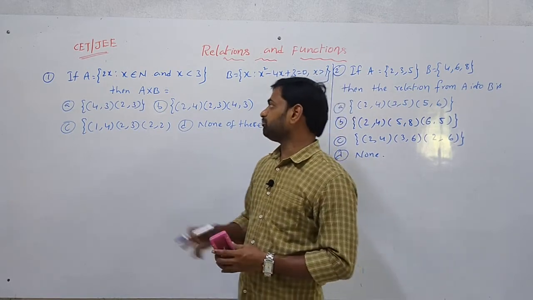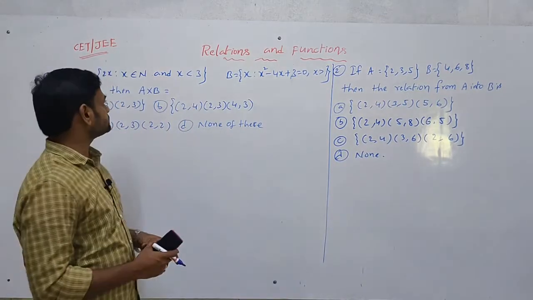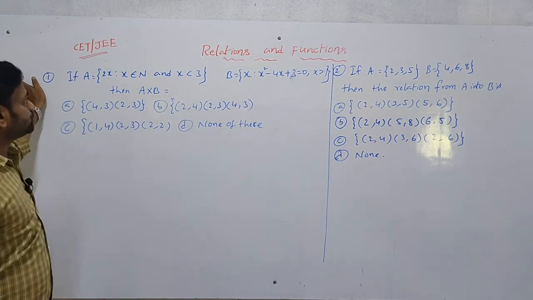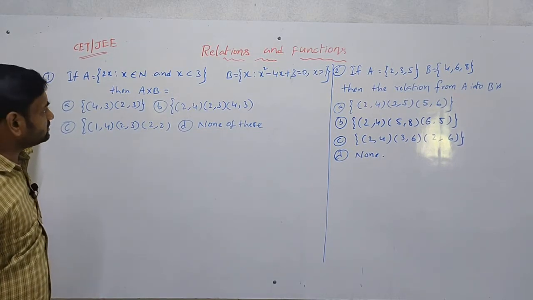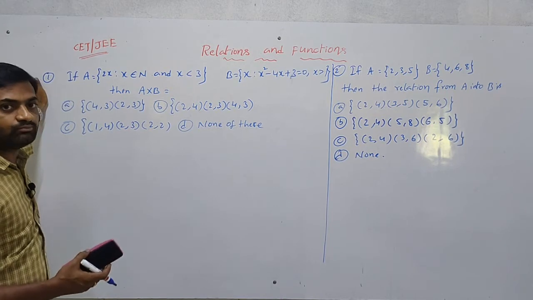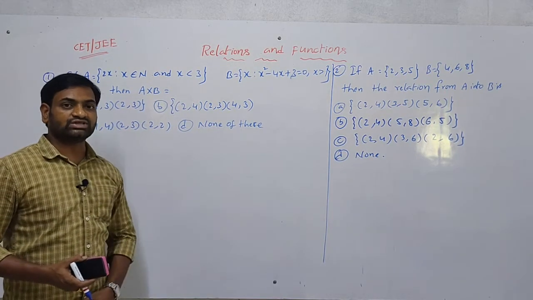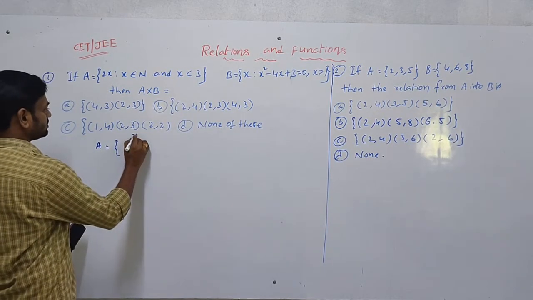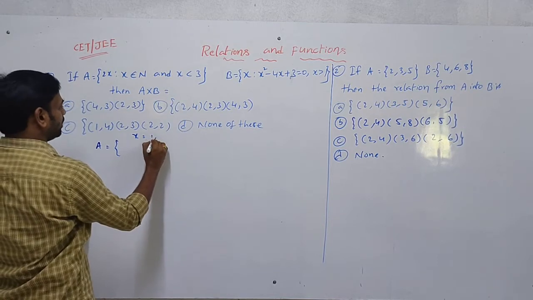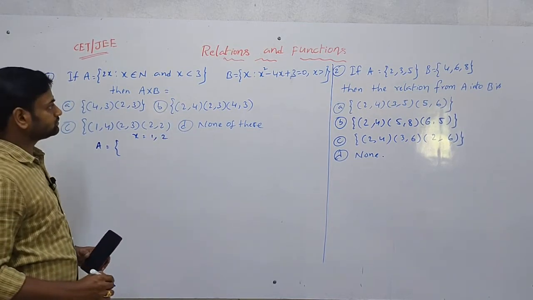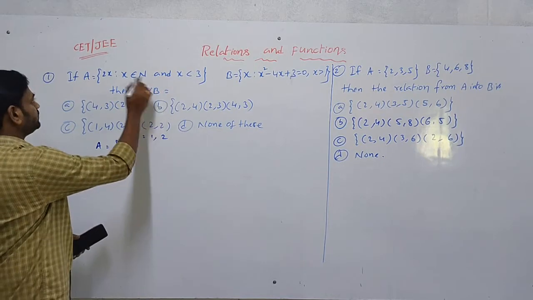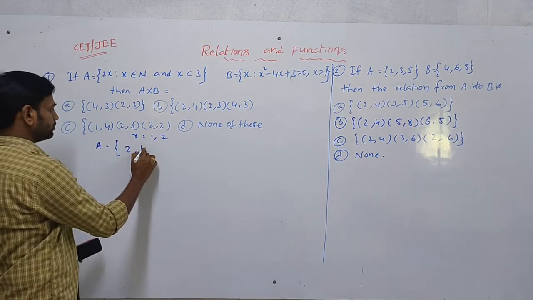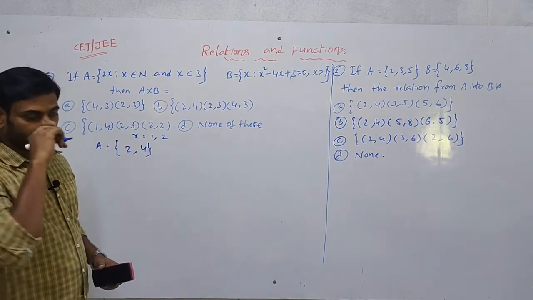Now let's see the problems. The first one: capital A equals 2x, where x belongs to natural numbers and x is less than 3. The x value is below 3 and should be a natural number. So the natural numbers below 3 are 1, 2. So 2x is 2 into 1, 2. 2 into 2 is 4. Capital A is {2, 4}.